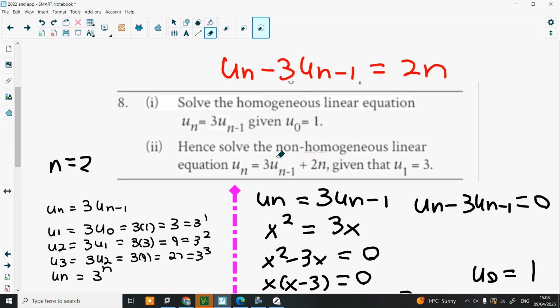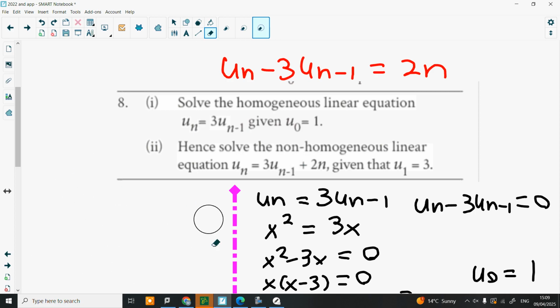What did I do there? I moved anything that had the un stuff onto one side and left everything else over the other. So what happens now? What do we think? We need a particular solution, don't we? That's the way we do this. What type of function is this? Linear, quadratic, constants? It's not a constant. It's linear. See the way it has an n?